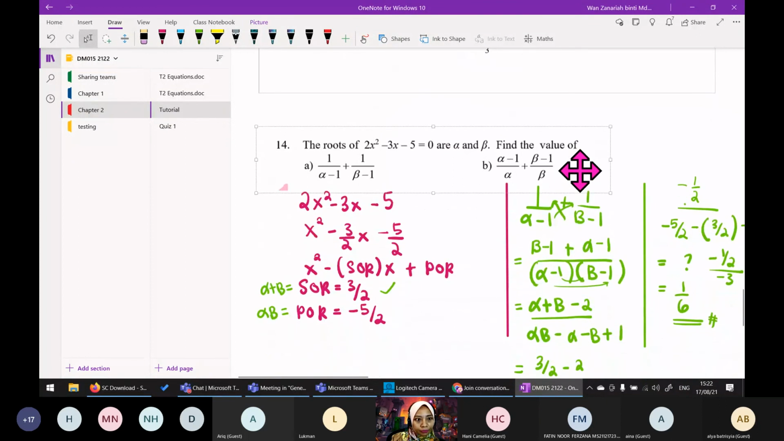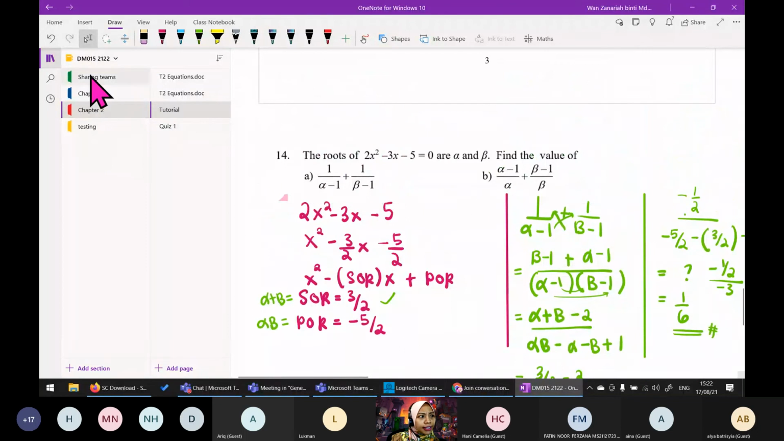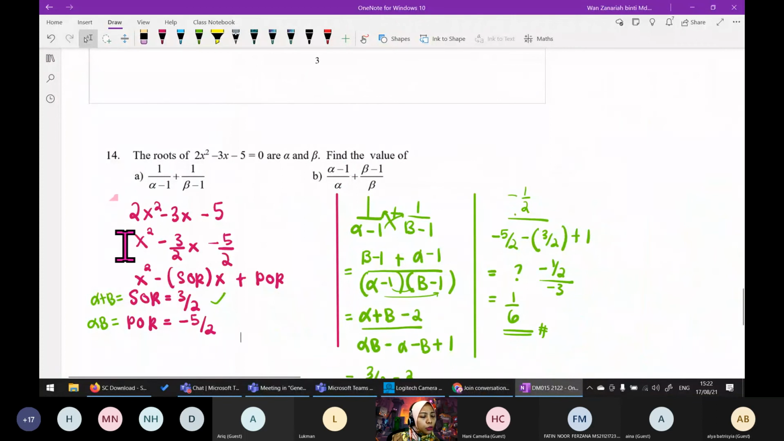So, basically, apa yang you buat adalah first, you pastikan you punya coefficient ini, x square minus 3 over 2 x ini, mesti A tak ada lah. You dah over dengan A. And then you compare, so you dapatkan what is your SOR, what is your product of root. Okay, this is basically alpha plus beta, this is alpha beta. So whatever question that are given to you, you must rearrange so that you can substitute the values.